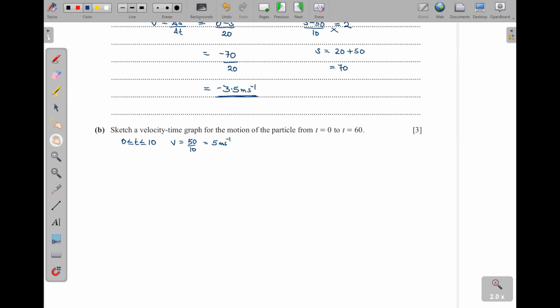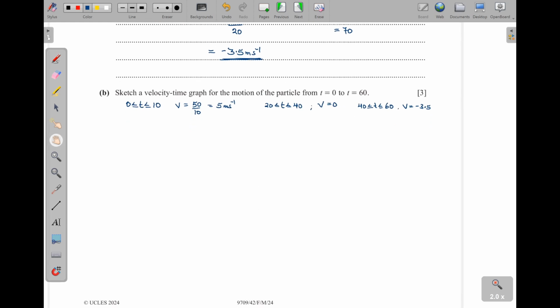So I will go here and say for 20 to 40, our v is 0, okay? And then the other one is from 40 to 60, where v is negative 3.5. Now I will draw axes here and then I sketch. After that, I will put the arrows where these ones are increasing.